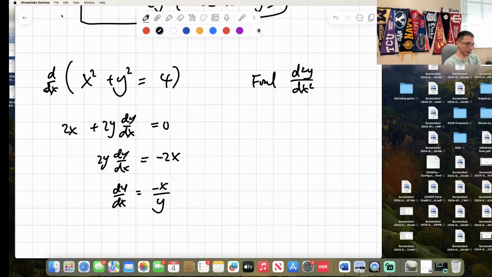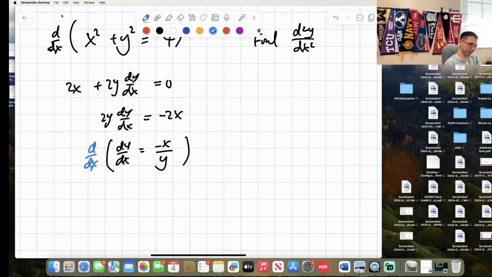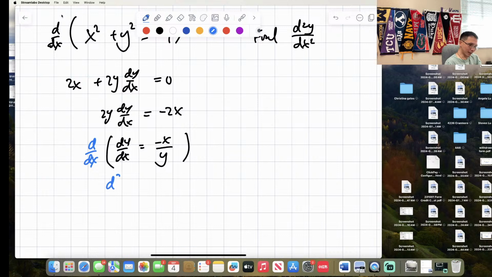Now last year, a lot of you asked, well, how do I take a second derivative? The second derivative is actually not too bad. I just take a derivative again. The only thing that's bad is the algebra part.